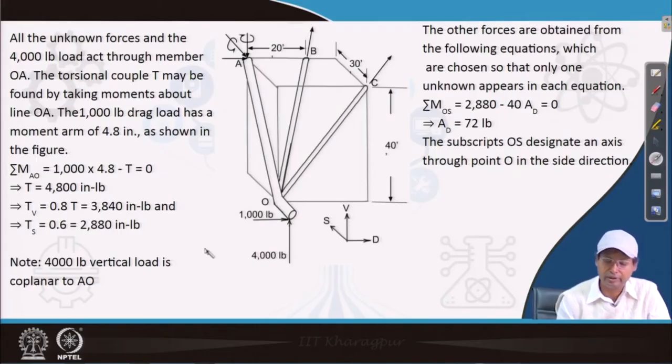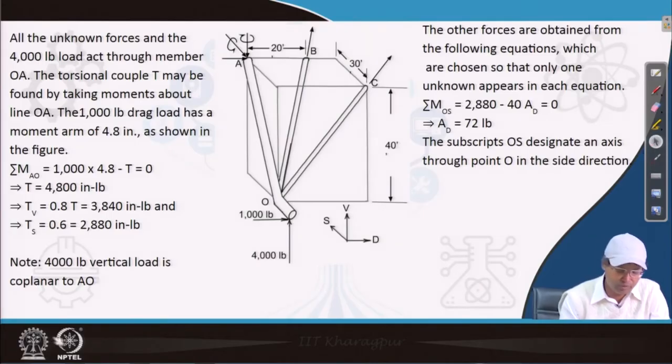This 4000 pound also will not have any component. Why? That 4000 pound is on the same plane as OA is. That is the reason it does not have any. This 4000 pound is actually acting on this plane and OA is also in that plane. So, this 4000 pound will not have any component in that plane. So, the torsional couple T may be found by taking moments about line OA. The 1000 pound drag load has a moment arm of 4.8 inch, that 4.8 inch is shown in the previous figure.